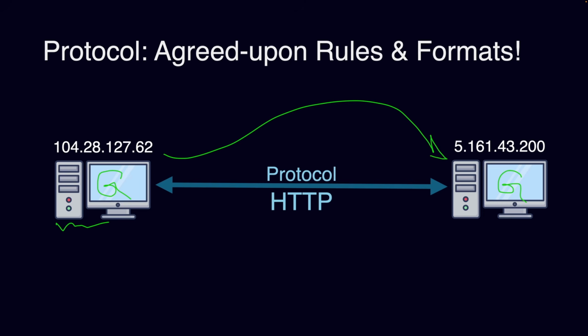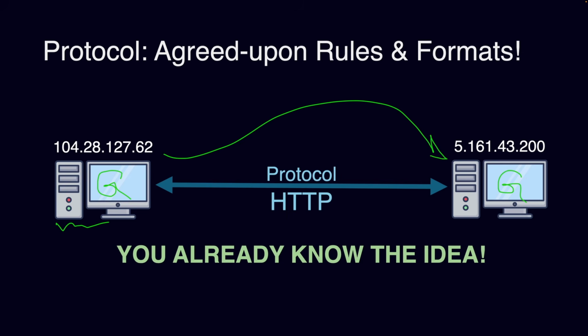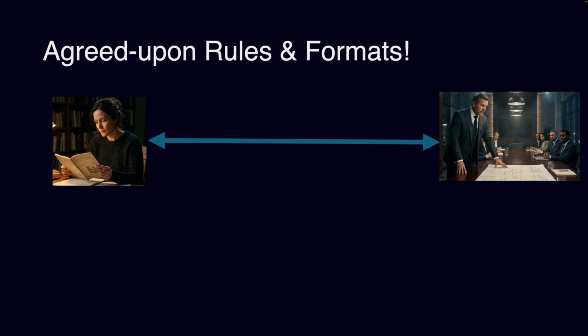But here's the crazy thing. Based on what we have learned in this course, you already know the idea behind HTTP. Let me show you. When we have two parties that need to exchange information together and understand one another, we need agreed upon rules and formats. For example, in section 1, we saw the book writers and book publishers. The book writers want to write their book, and book publishers want to publish that book. They need to agree upon the rules and formats that describe what a book looks like.